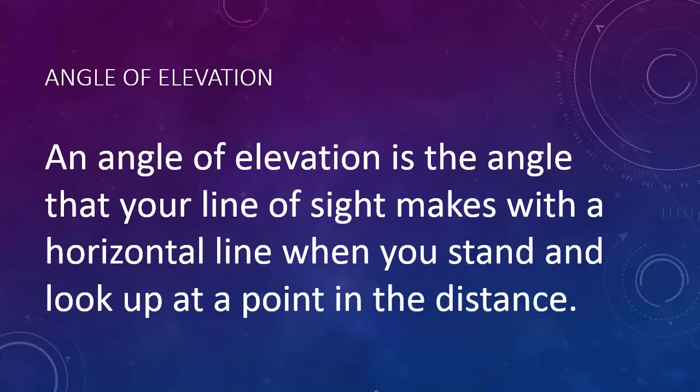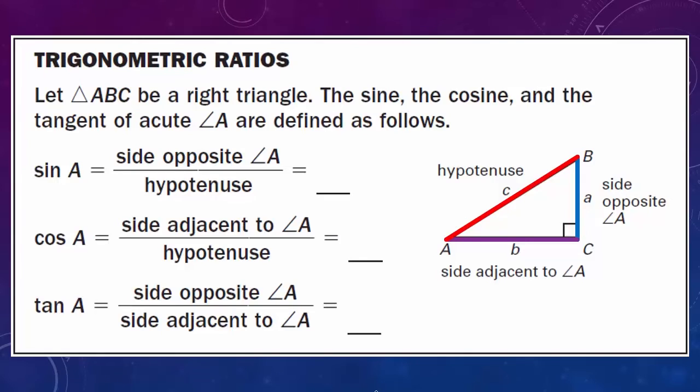Angle of elevation. An angle of elevation is the angle that your line of sight makes with a horizontal line when you stand and look up at a point in the distance. Here are the trigonometric ratios. Let triangle ABC be a right triangle. The sine, the cosine, and the tangent of acute angle A are defined as follows. So we are going to be defining our sine, cosine, and tangent with reference to angle A.